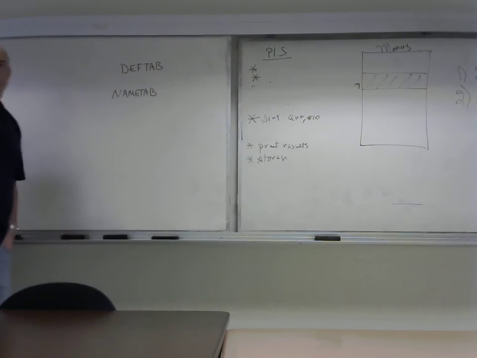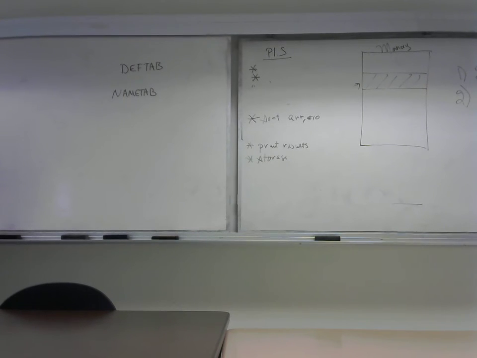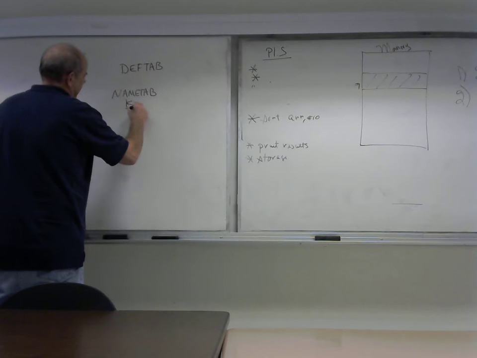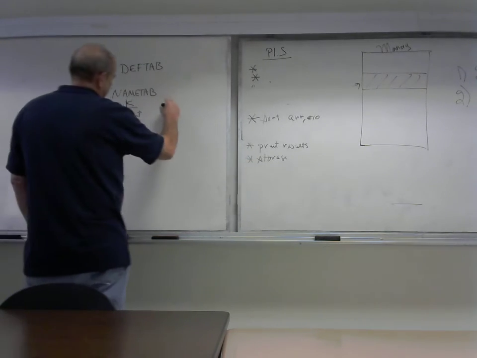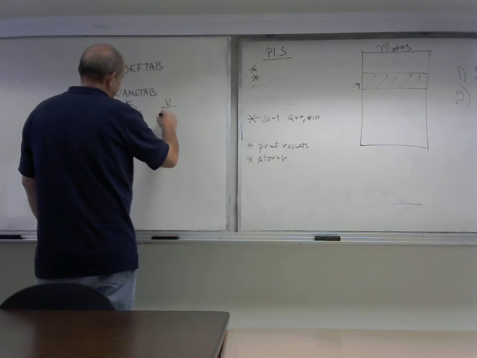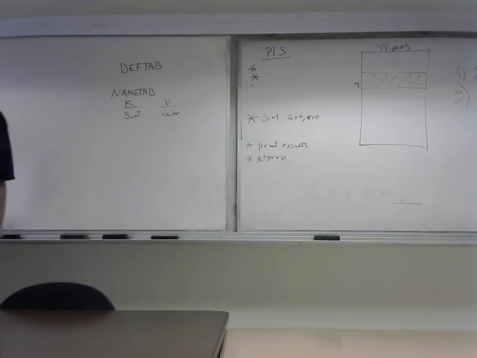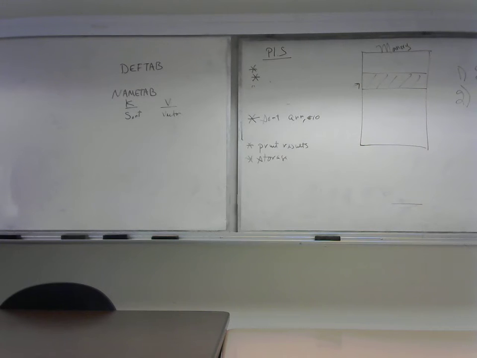And in this name tab, you have key value pairs. That's what a table is. So the key might be sort, and the value might be a vector, or it might be a struct. I want you to think about this. What are the pieces of information that go with each macro that have to be stored?